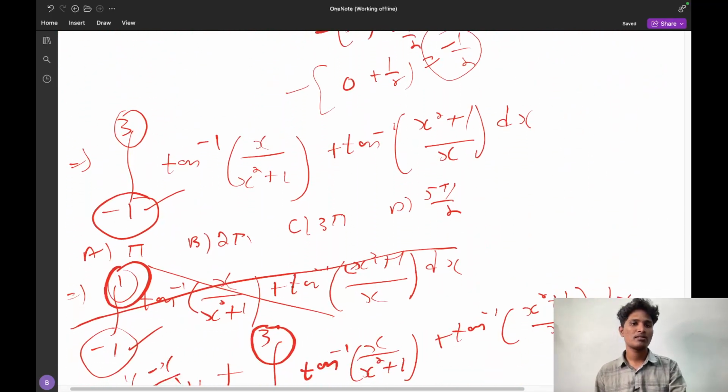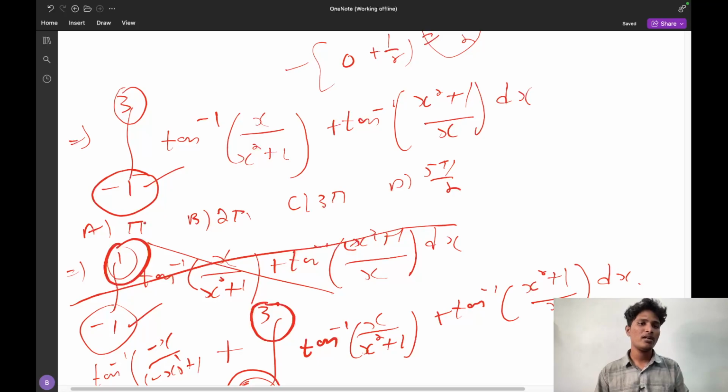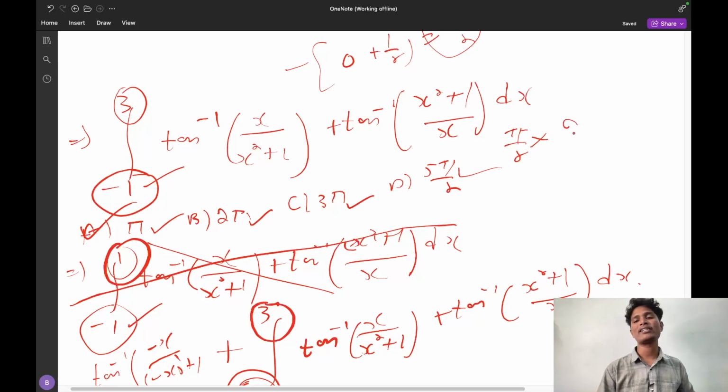Where did the question go? Here. So the option is here. Option A is pi, option B is 2 pi, option C is 3 pi, option D is 5 pi by 2. So the option is A, that is pi, because pi by 2 into the integration value 2, the 2 will get cancelled. So the answer is pi.